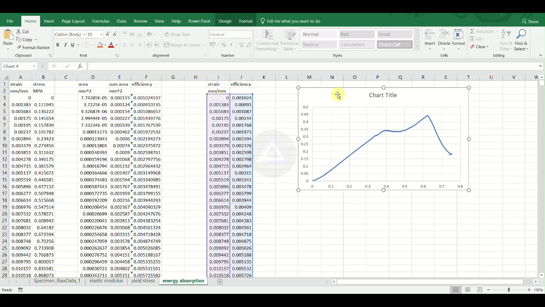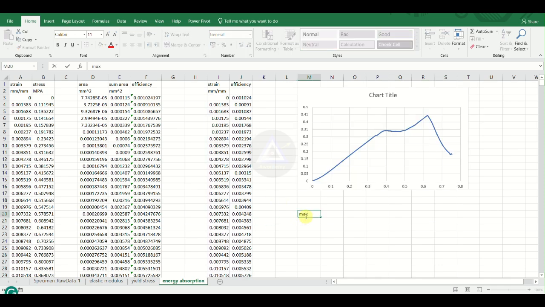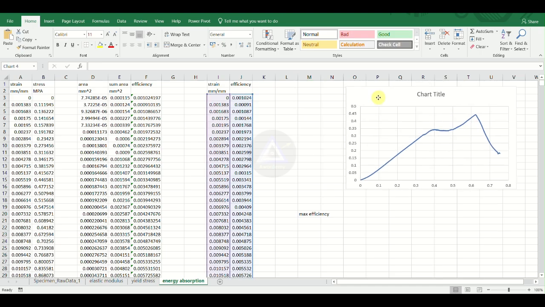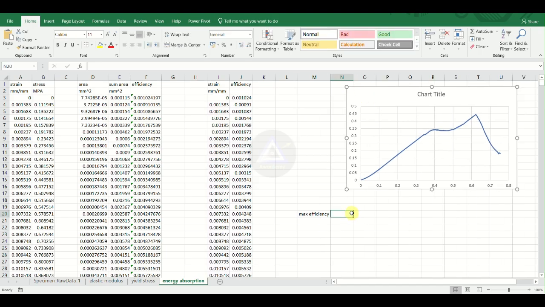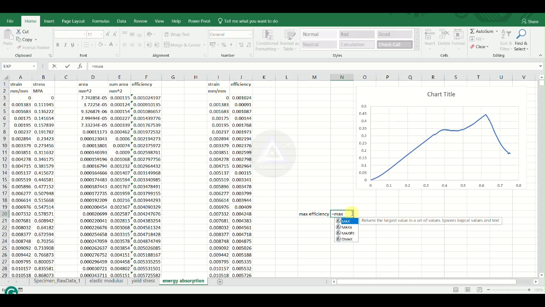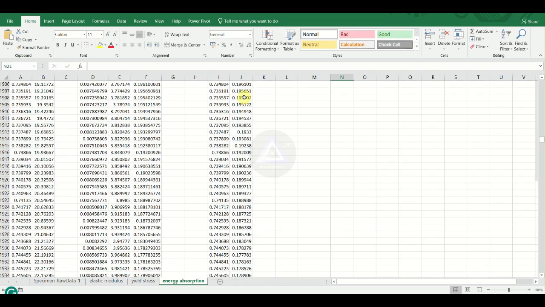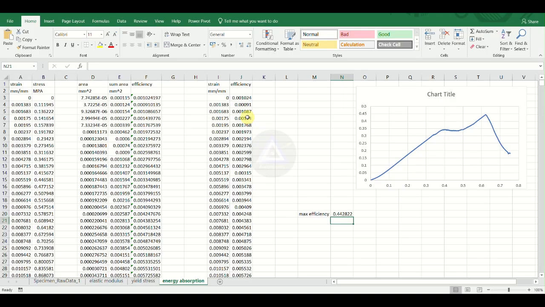Now we can focus on measuring the maximum. Just keep it as it is. So for the maximum efficiency, we can use the maximum function, select this efficiency and just press Control Shift down arrow. So here what we are trying is finding the maximum value of the efficiency. So our maximum value is this particular value.